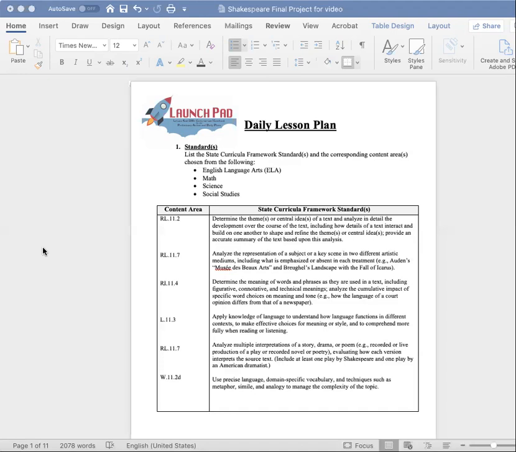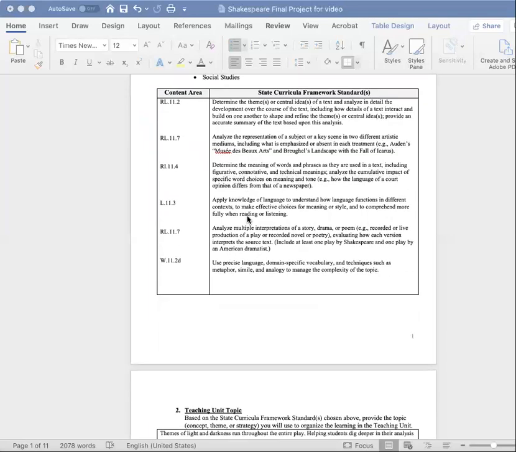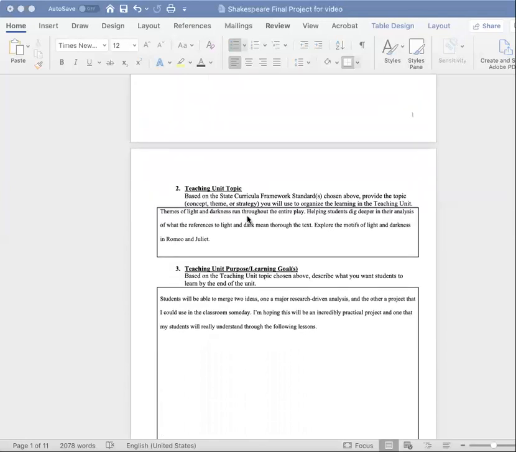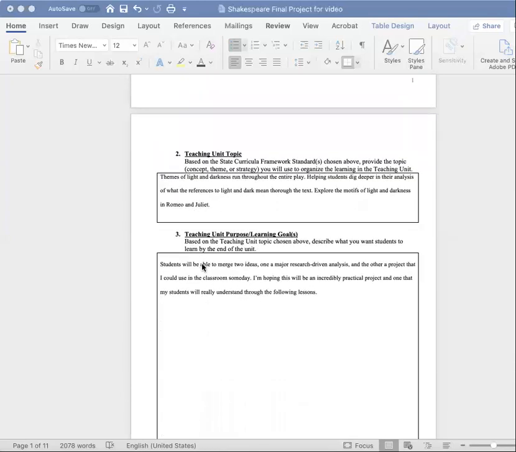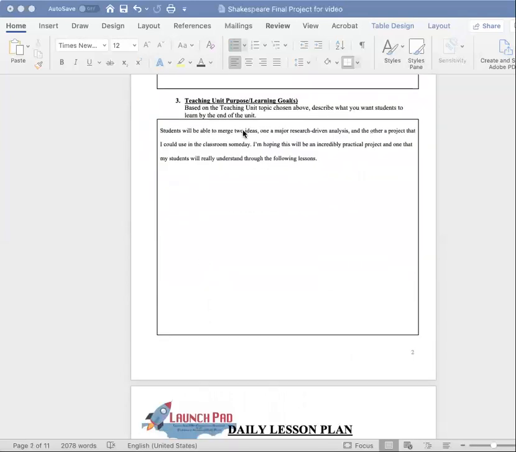So I'm going to walk you through the basic structure of the document first. And here you see we've listed the state standards. I'm currently located in Mississippi, so those are the standards that I've listed here. And then I've listed the teaching unit topic here based on these standards. So there's some space if you'd like to change or alter that. And I've also included the teaching purpose and learning goals here for this lesson in my unit, but I've left plenty of space so that you can put your content in there as well.